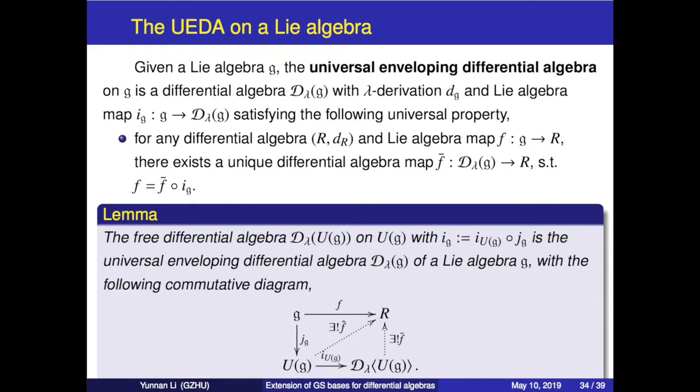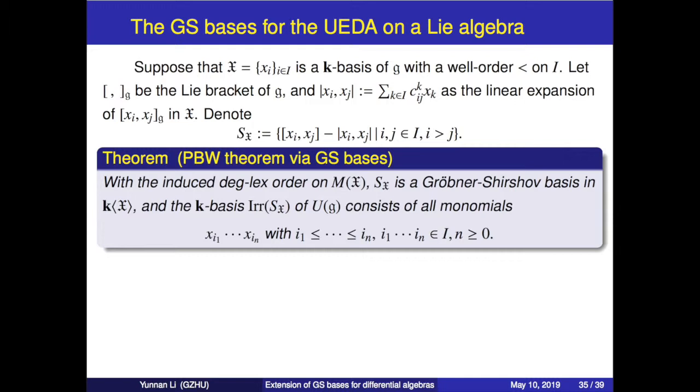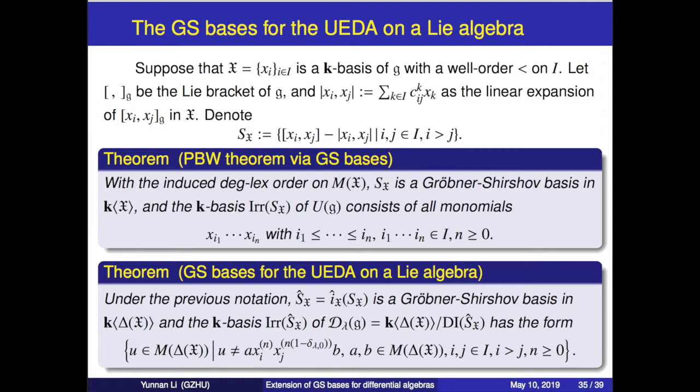So we turn back to our framework here: just the free differential algebras generated by algebras. Then we can talk about the Grobner-Shirshov basis for this universal enveloping differential algebra and the Lie algebra. We get the classical PBW theorem using the Grobner-Shirshov basis, and then we do the extension using our main theorem. It should be checked that the main theorem works for this case. Of course it works, because it's a non-commutative case. So it's no problem.